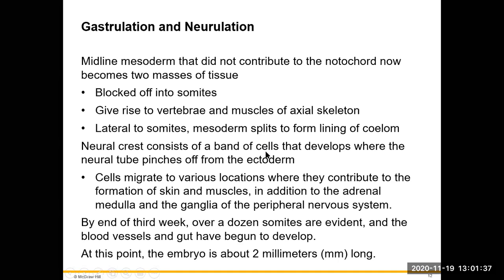Neural crest consists of, lateral to somites, mesoderm cells split to form a lining of coelom. And neural crest consists of a band of cells that develops where the neural tube pinched off from the ectoderm. Cells migrate to various locations where they contribute to the formation of skin and muscles, in addition to the adrenal medulla and the ganglia of the peripheral nervous system.